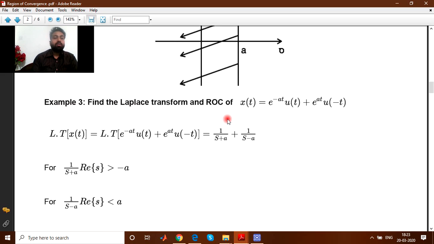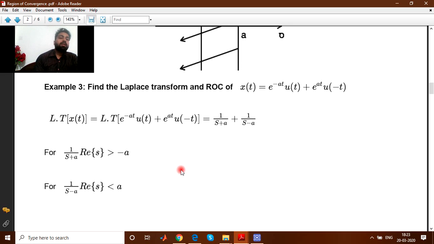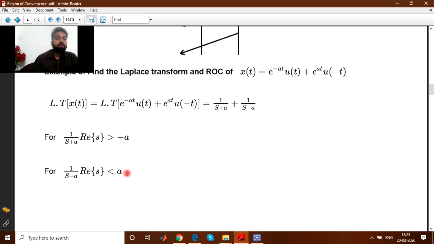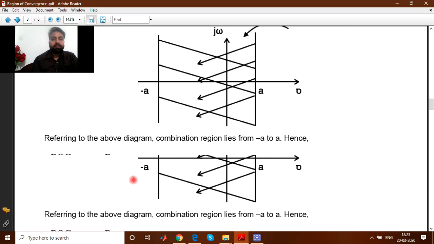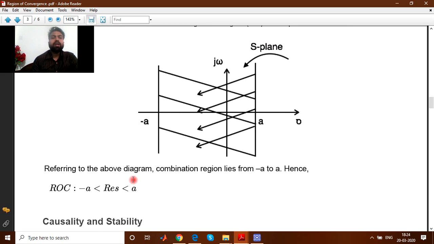To find the region of convergence, again we go for the Laplace transformation, and this gives us 1 upon s plus a plus 1 upon s minus a as a combined value. For 1 upon s plus a, s should be greater than minus a, and for 1 upon s minus a, it should be less than a. Under these conditions, the region of convergence lies between minus a and plus a. So this complete signal is defined between minus a and plus a on the real axis.